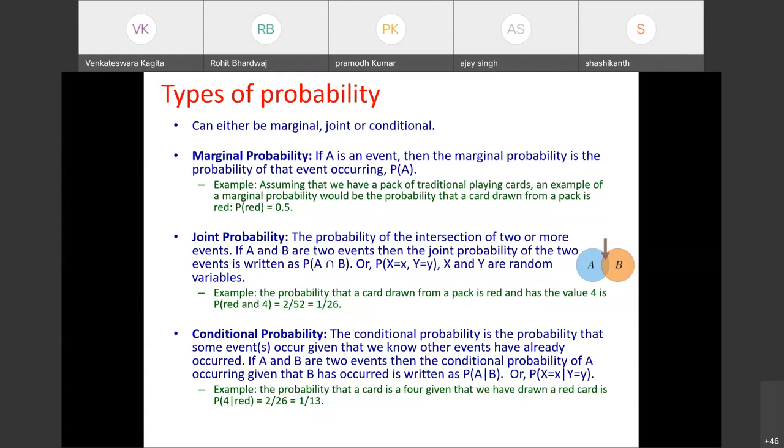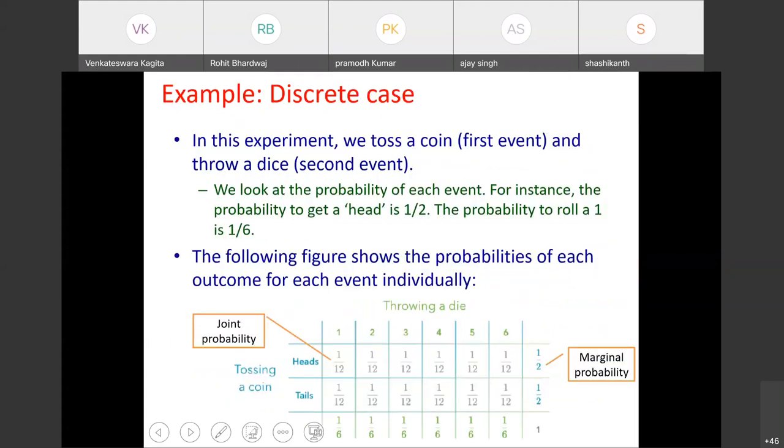Okay, so let's see another example to understand it better. Discrete case example. In this experiment, we toss a coin, which is our first event, and we throw a dice, which is our second event. So there are two events happening simultaneously. We look at the probability of each event. For instance, the probability of getting heads is 1 by 2, and the probability of the dice taking a value 1 is 1 by 6.